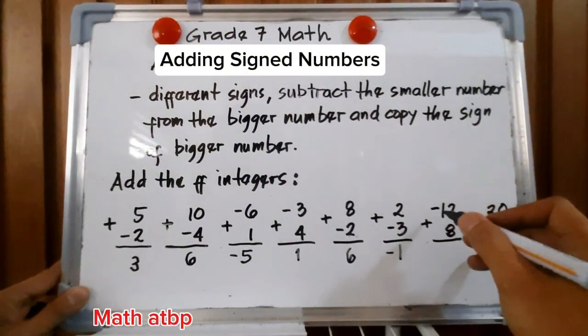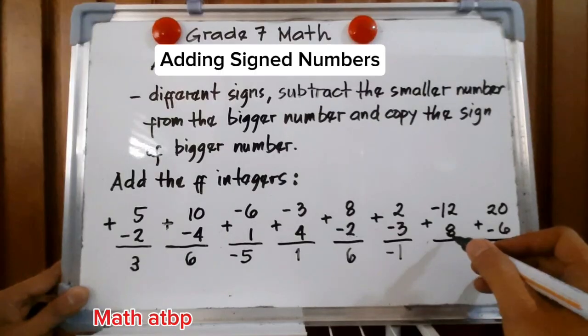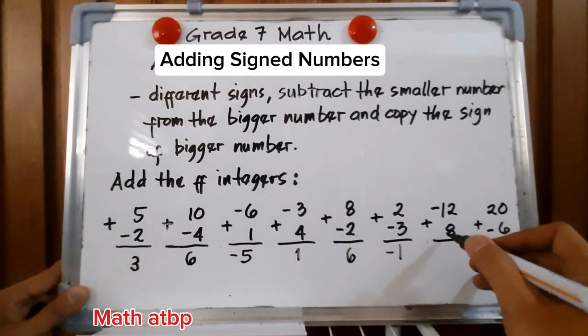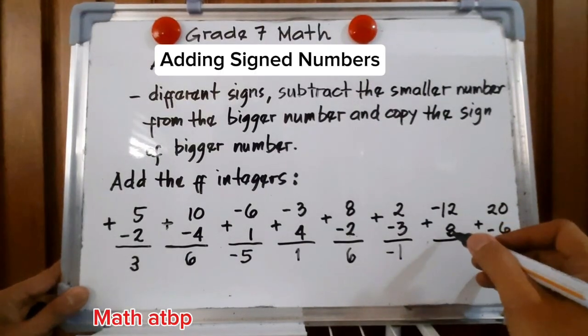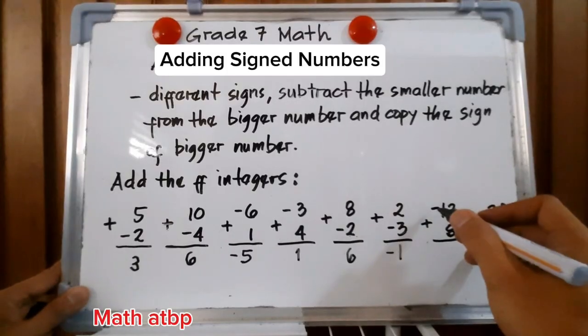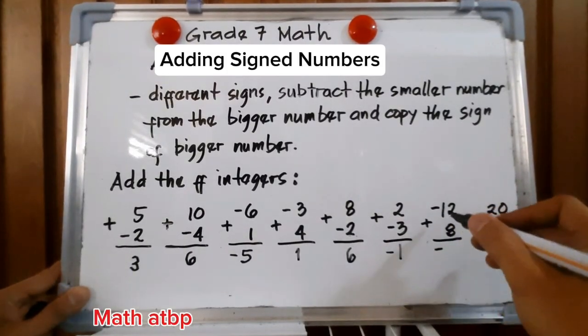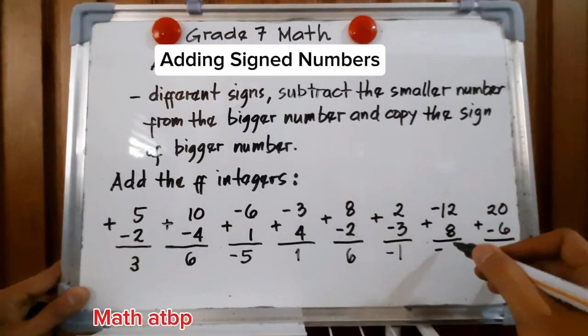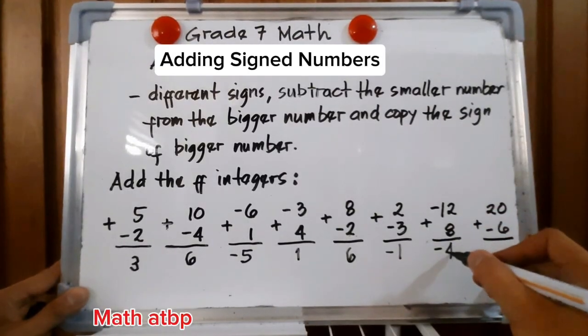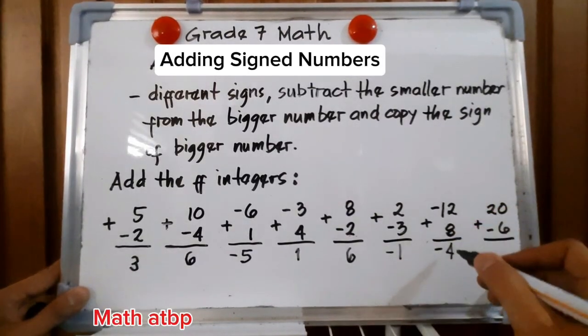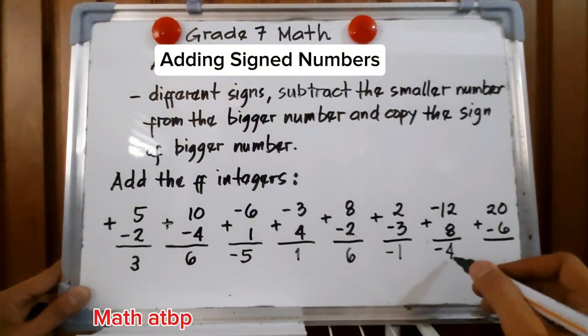And then, negative 12 plus positive 8. Different signs, 12 is bigger than 8. And the sign of 12 is negative. So the answer is negative. And then let us subtract. 12 minus 8 is 4. Okay, negative 12 plus positive 8, the answer is negative 4. Can you follow?